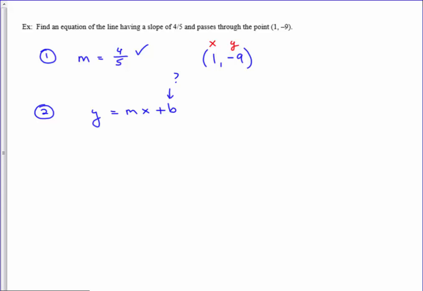So doing that, the y value is -9, our slope is 4/5, the x value is 1, and then we don't know the value of b. Multiplying 4/5 times 1, we would get just 4/5. Everything else in the equation would remain the same.